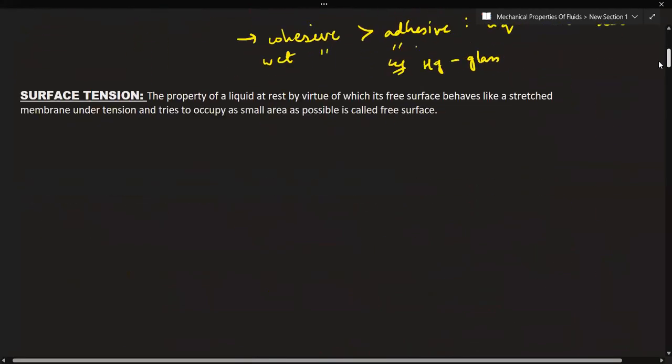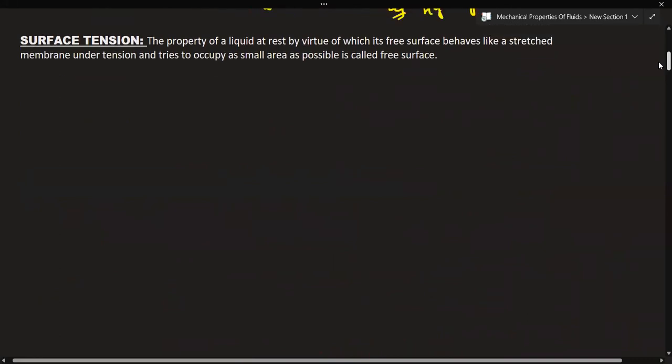If mercury is taken, then all the mercury comes out as a continuous mass.